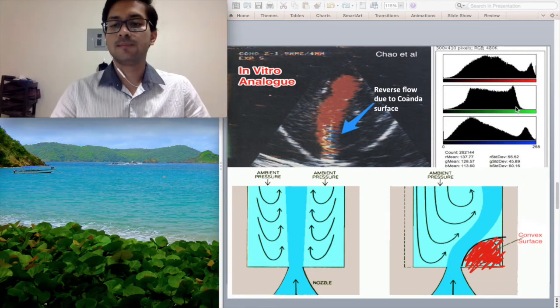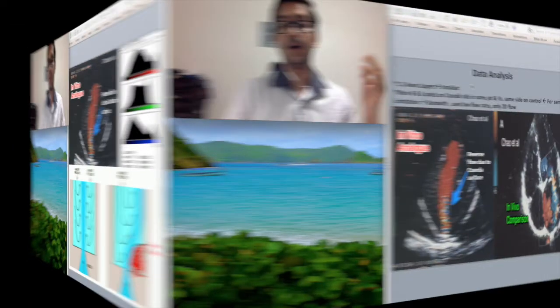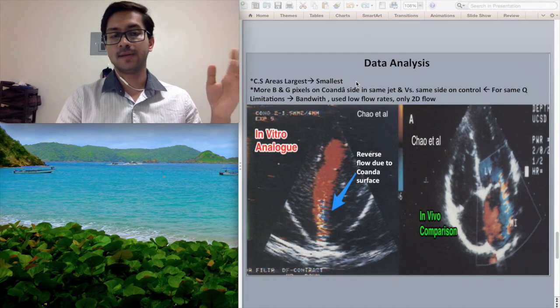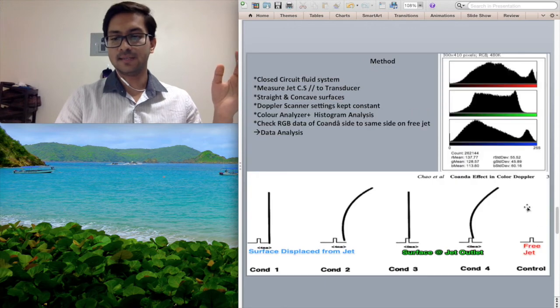They used the histogram to compare the variance flow and the retrograde or reverse flow on the surface side of a Coanda jet to the corresponding side of the control jet for the same flow rate. They also compared these factors on the surface side of the Coanda jet to the corresponding side on the same jet. After analyzing all of this raw data, they found, as expected, that the jet with the largest cross-sectional area was in fact the control jet.